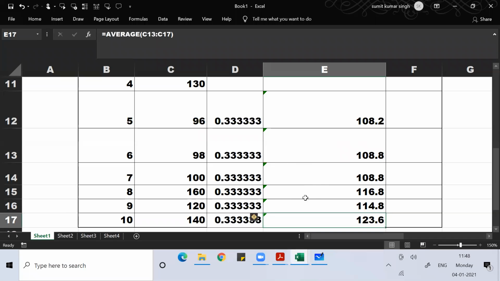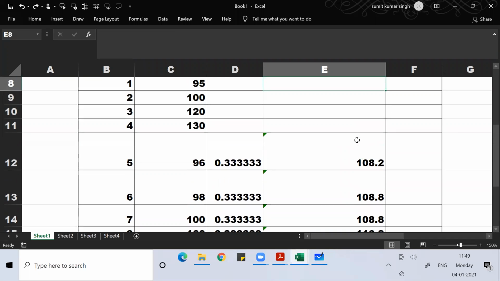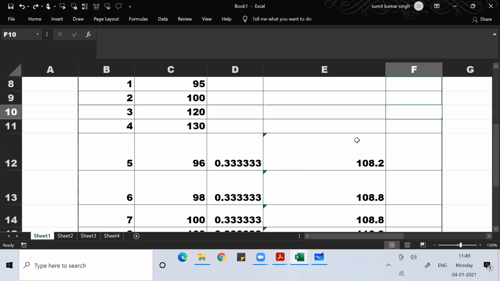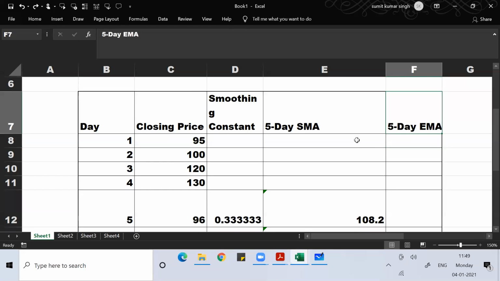So for the 10th one, what would be the data? This would be 140 plus 120 plus 160 plus 100 plus 98 divided by 5. Clear, everyone? I don't think anyone has a doubt on this. Very simple. Then once you get the 5 day simple moving average, we want to find the 5 day exponential moving average.